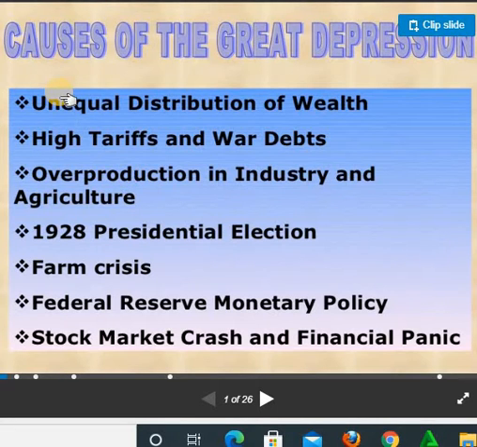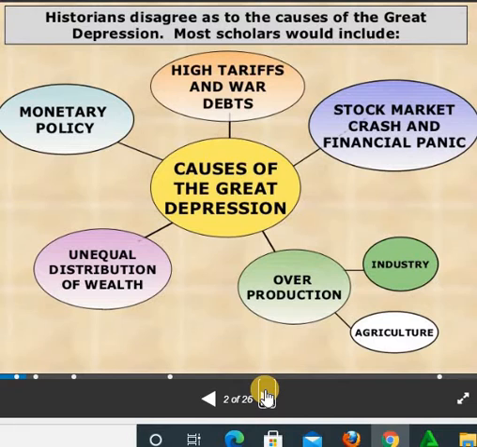So, here is a list of the causes of the Great Depression. There was an unequal distribution of wealth, high tariffs and borders, overproduction in industry and agriculture, the 1928 presidential election, farm crisis, the Federal Reserve monetary policy, the stock market crash, and the financial panic. So here is just an illustration of the causes of the Great Depression that we have listed in the previous slide.